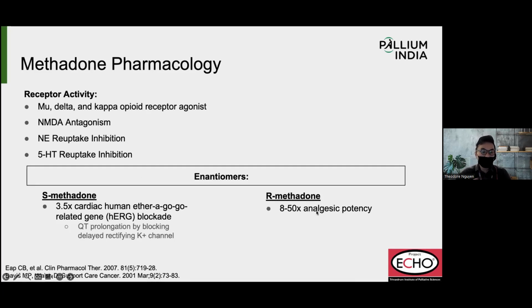And when we further break down methadone, it typically comes in a racemic mixture. When we look at the different enantiomers, the S enantiomer has a 3.5 times higher affinity to affect the cardiac human ether-a-go-go related gene and cause a blockade. That in itself is what causes the increased risk of QT prolongation, by blocking delayed rectifying potassium channels. And when we look at its counterpart, the R methadone enantiomer, it has up to 8 to 50 times the analgesic potency.